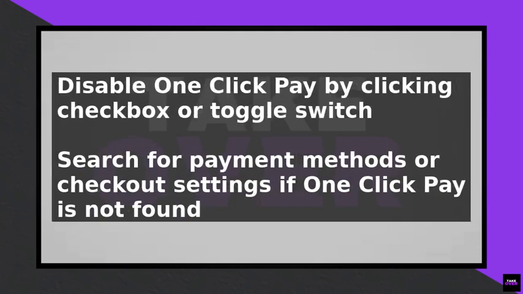This is where you will find the one-click pay option. Look for a checkbox or toggle switch next to one-click pay, and click on it to disable the feature. If you are unable to find the one-click pay option within your account settings, try searching for payment methods or checkout settings. This is where you will find the option to manage your one-click pay preferences.